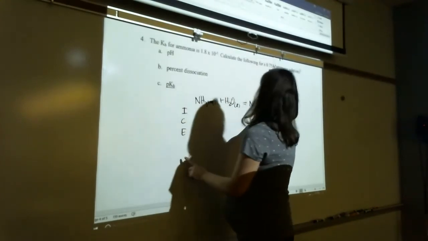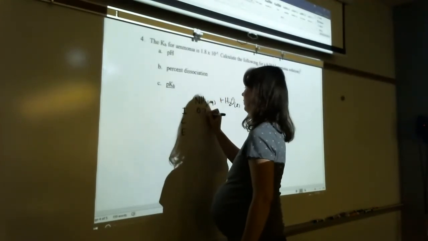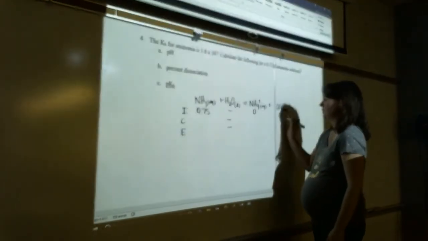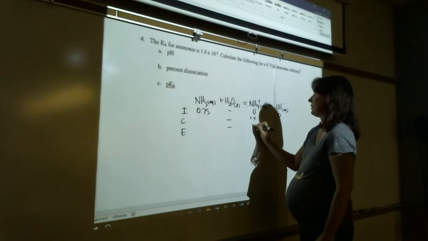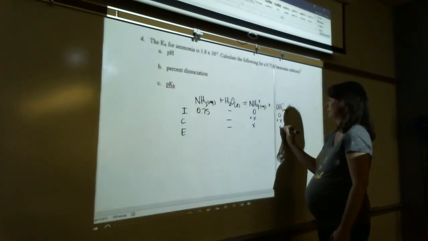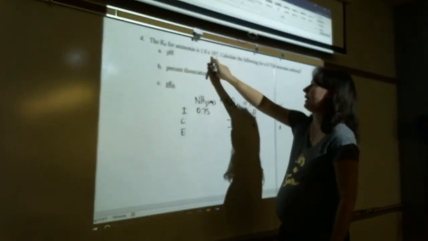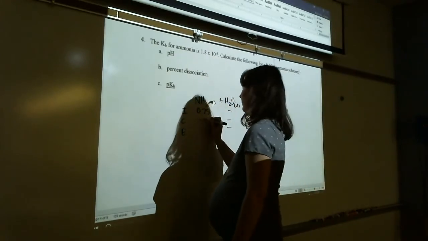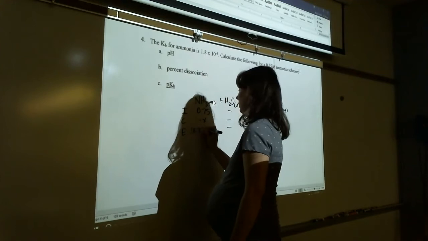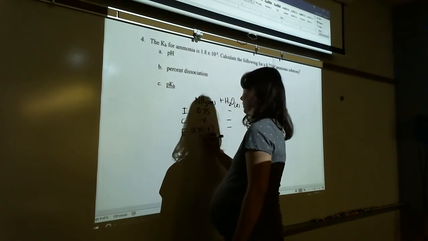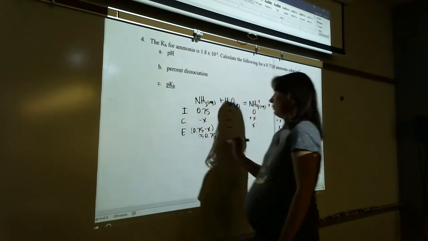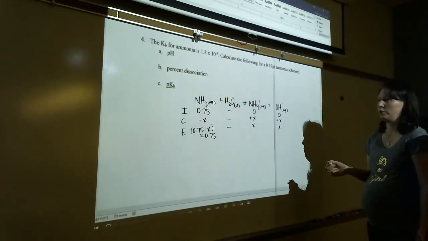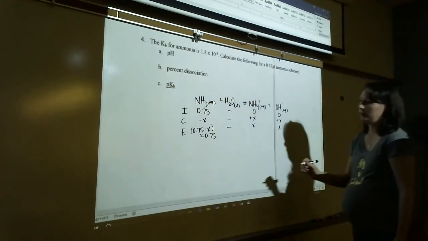The initial concentration is 0.75. Still omit water. This is still 0. This is still 0. Plus X and plus X. And Kb is significantly less than 1, so I can make the 5% approximation. Okay. So now all I'm doing is I'm going to solve for X.